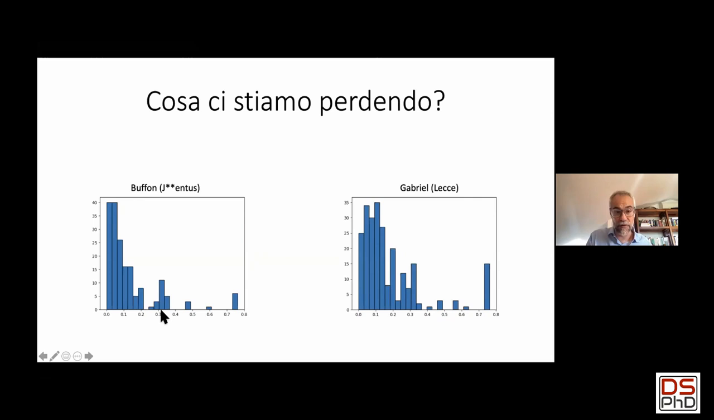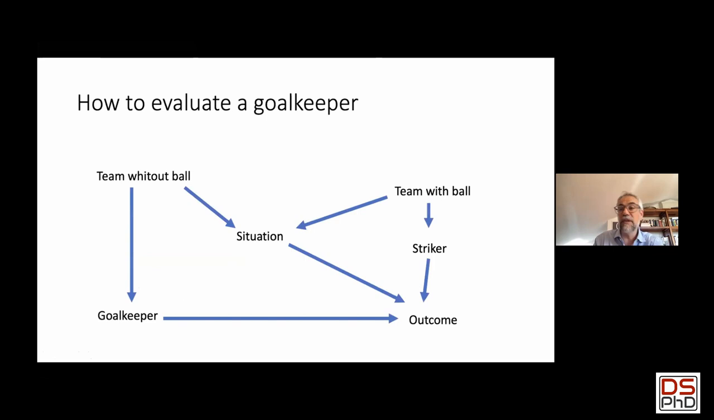So what happens? Buffon plays in a team which has a better defense, so he faces situations that are potentially less harmful. And if we do the causal calculation, let's illustrate it. What I have to do? I have to take my conditional independence rules and then calculate the probability. I want to force the goalkeeper to be that one. So I just erase the arrow going from here, from the team with the ball, to the goalkeeper.